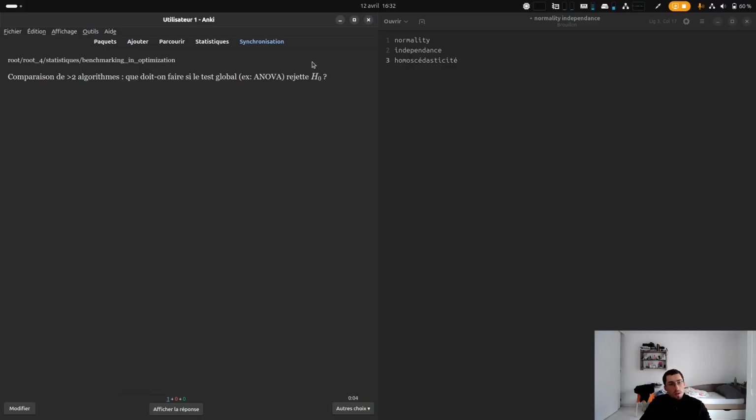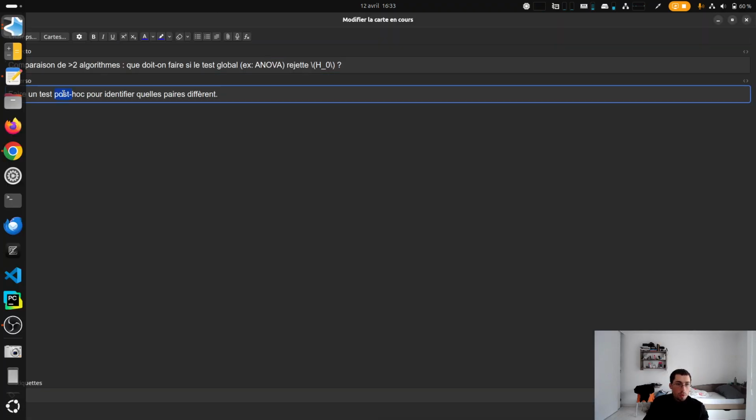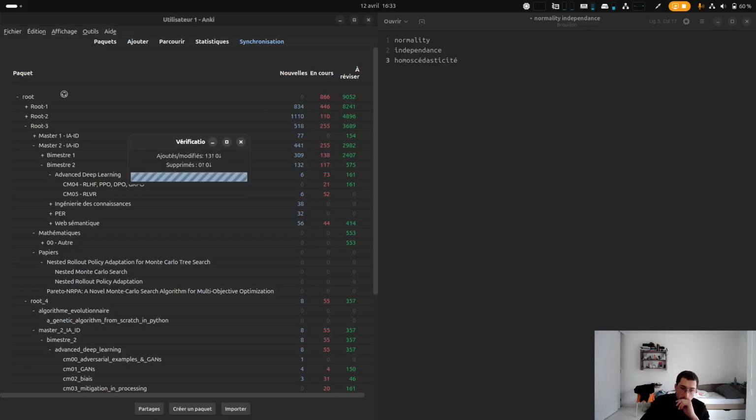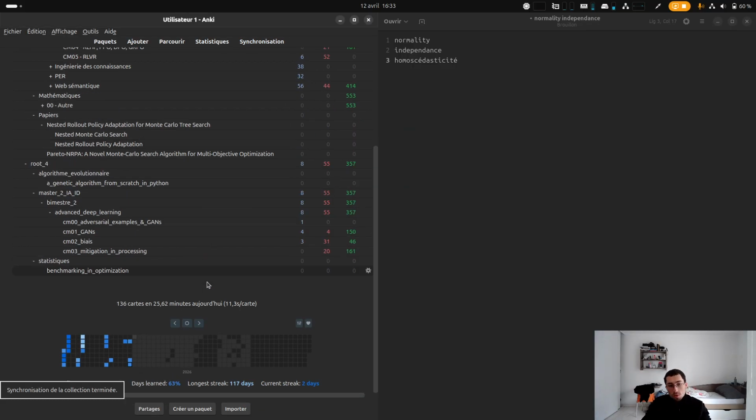Comparison when more than two algorithms. What to do if the global test rejects? You need to run post hoc tests to see what pairs are different. And here too, I need to clean this a bit. Okay, so this is learned. This is good.